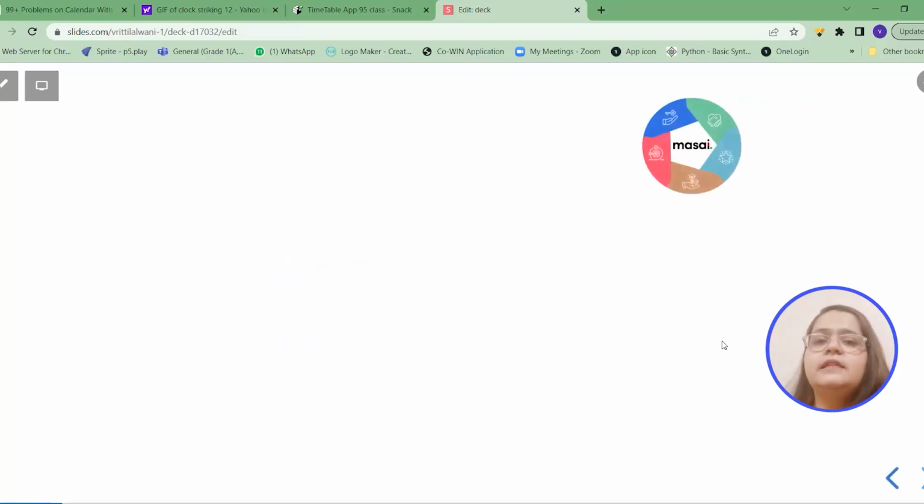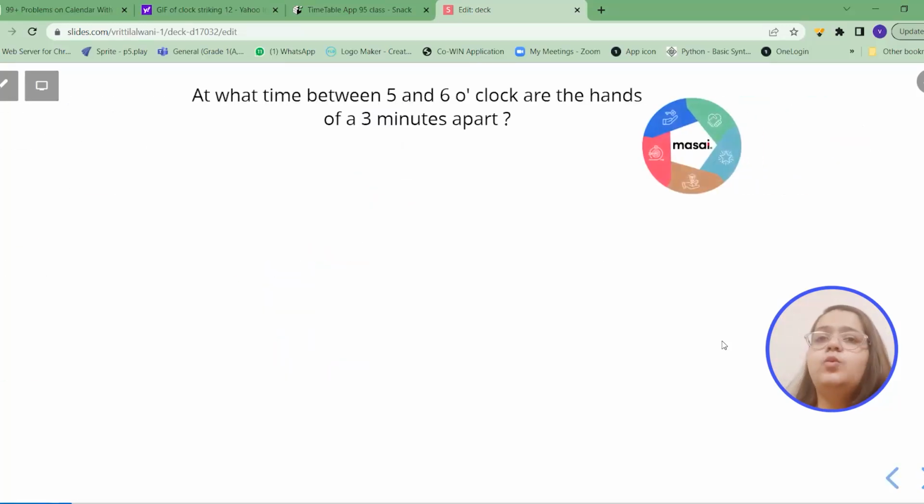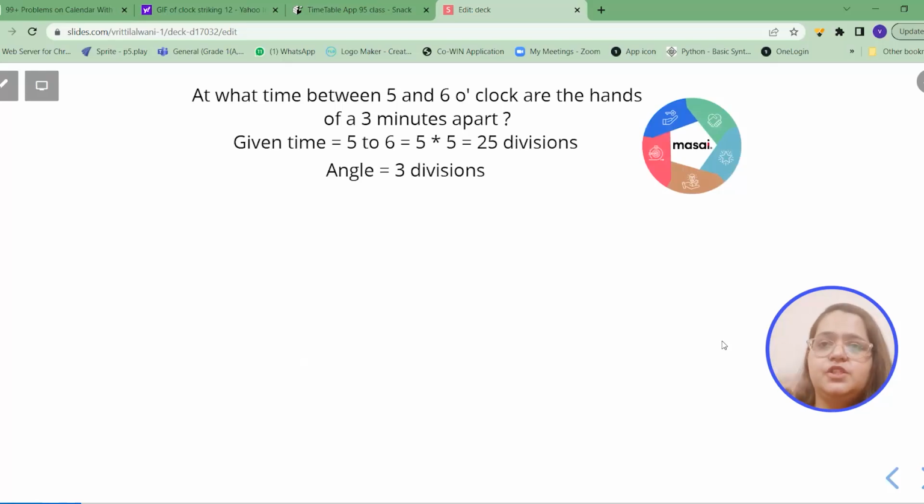Okay, similarly, let's see one more question based on that. At what time between 5 and 6 would the hour and minute hand be 3 minutes apart? Now here it's not giving you an angle, but it's telling you 3 minutes apart. So we know in the clock what is 3 minutes? 1, 2, 3. That means 3 subdivisions, correct?